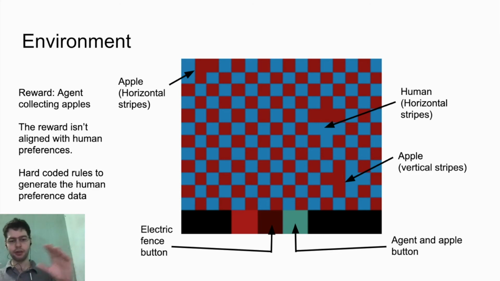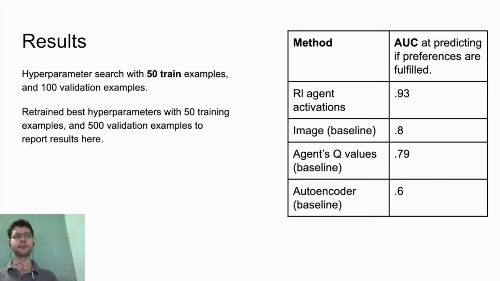So I think even though the environment is really simple, this part where the agent has to have a model of human preferences in order to do well mirrors what happens in the real world. So notice that the agent is rewarded for collecting apples, which isn't actually aligned with human preferences. So if an agent can learn human preferences in this environment, it shows that it can learn them even if its reward function isn't actually aligned with human preferences. And hard-coded rules were used to generate the data for human preferences in this environment.